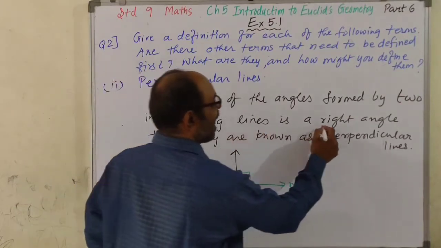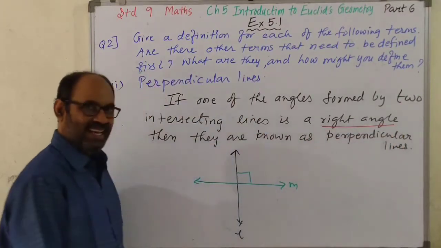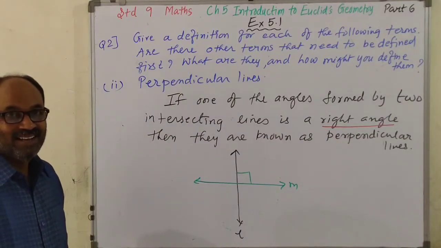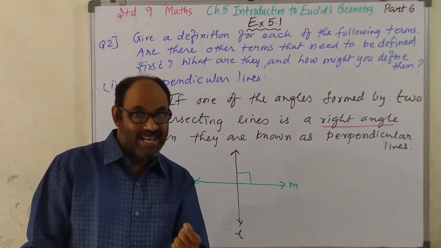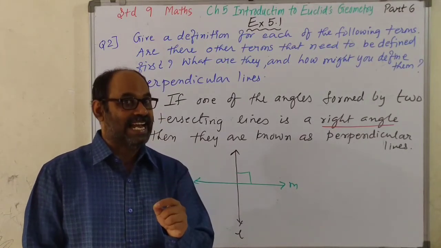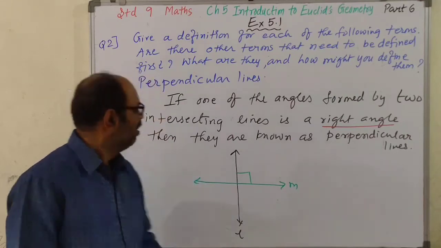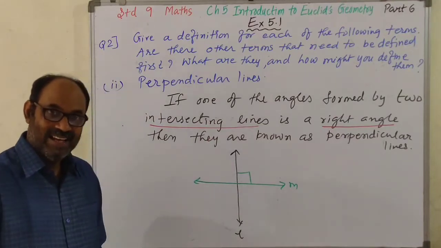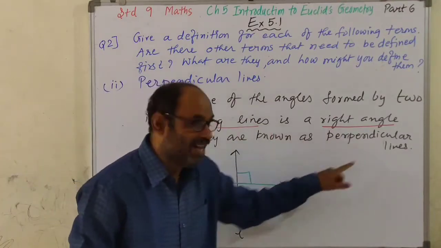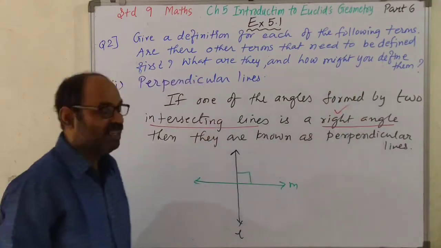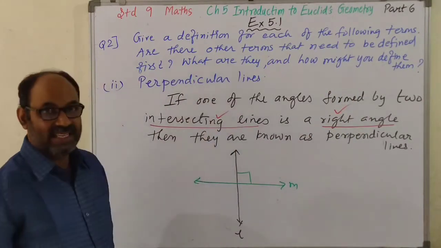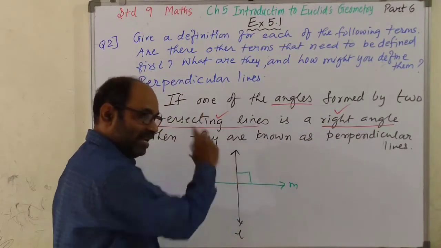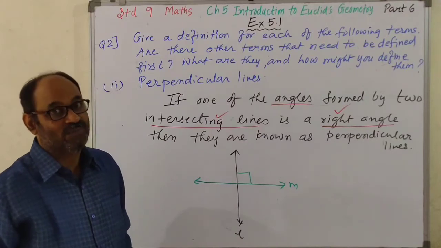Yes, right angle. है ना? Right angle, पता होना चाहिए what is right angle. What is right angle? An angle whose measure is exactly 90 degrees is known as right angle. Then intersecting lines, ये भी है. So to define perpendicular lines, we use right angle, we use intersecting lines, and we use angles also. ये angle.